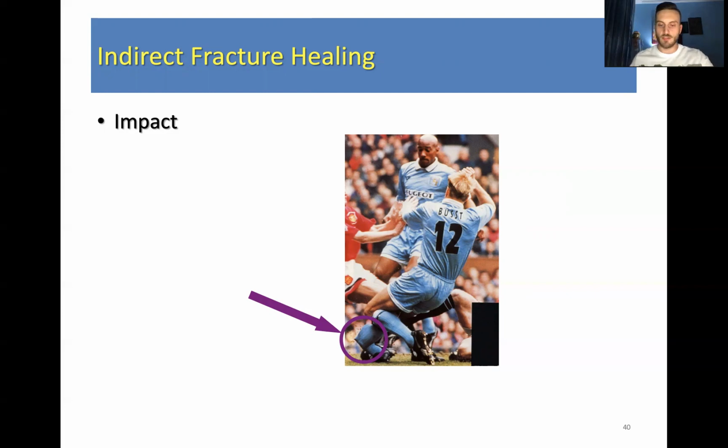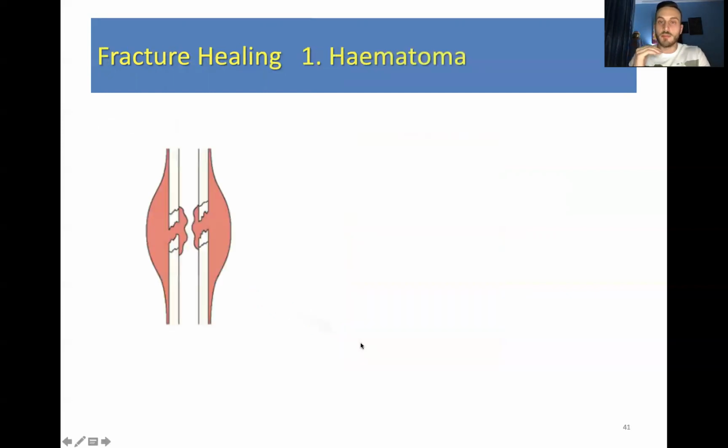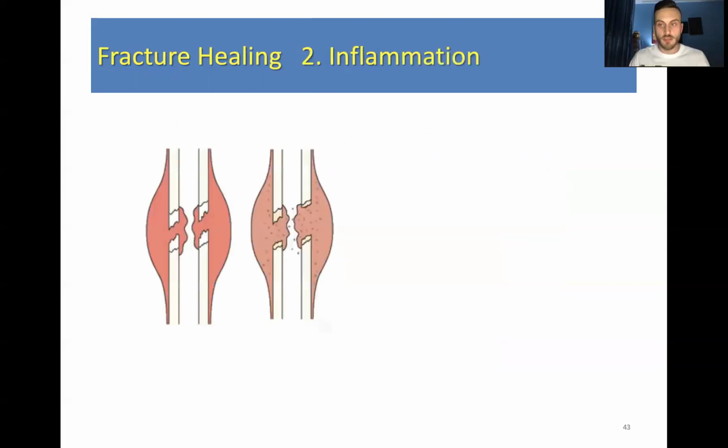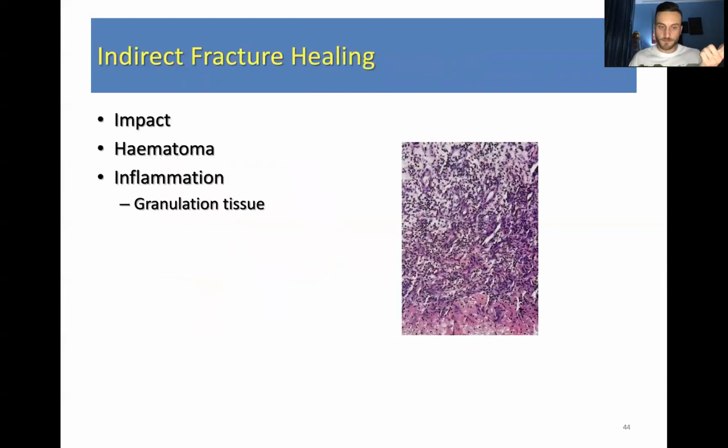So in the indirect, the secondary, where you want to see callus formation, the first thing to happen is the impact. As you can see in this picture, you have a trauma. After the trauma, immediately there will be bleeding, hematoma. Hematoma is the first stage of fracture healing by secondary bone healing. And you can see histologically here a lot of blood. After the blood, there is swelling, redness, hotness, which is the inflammatory process.